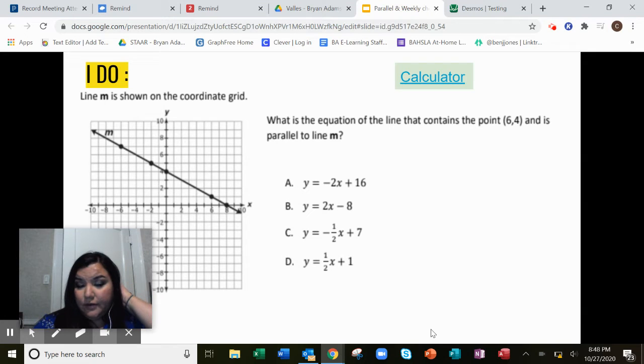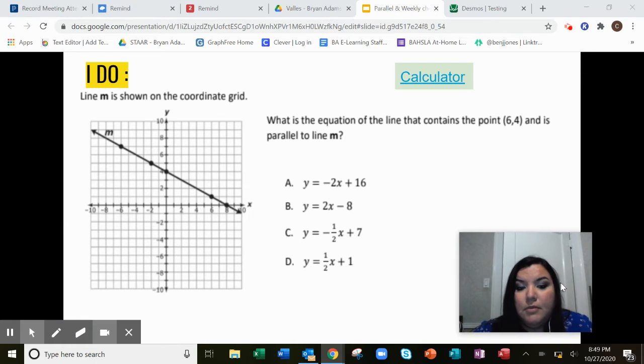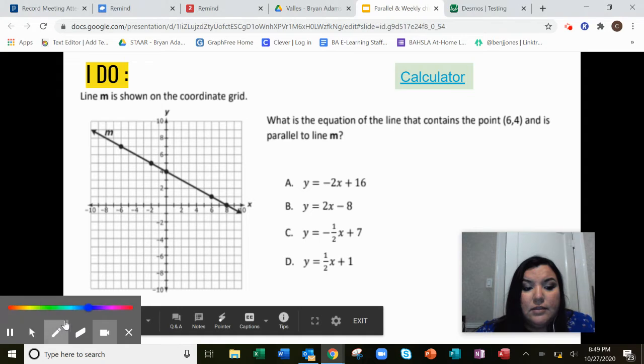All right, so for our ID question, we have the line M shown on the coordinate grid. What is the equation of the line that contains the point (6, 4) and is parallel to the line M? So we have to go ahead and annotate our question.